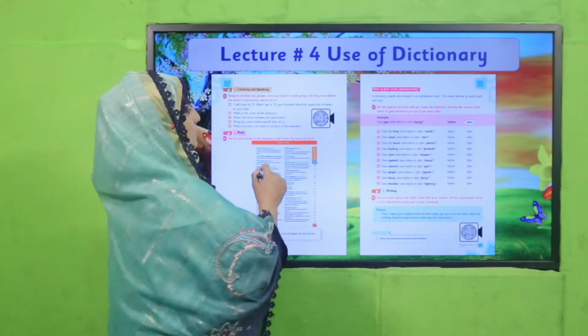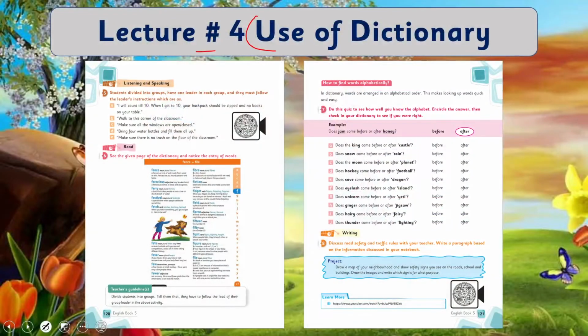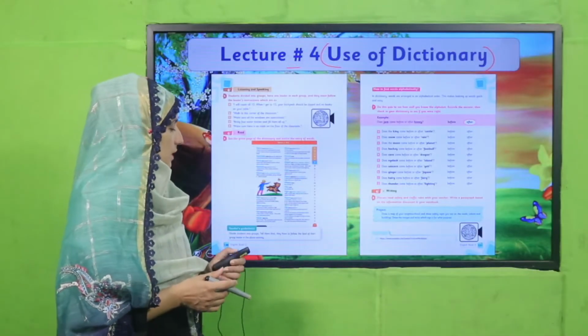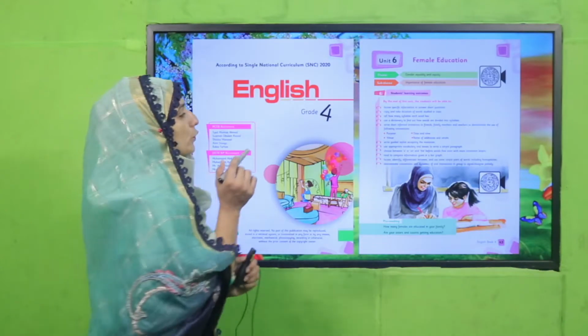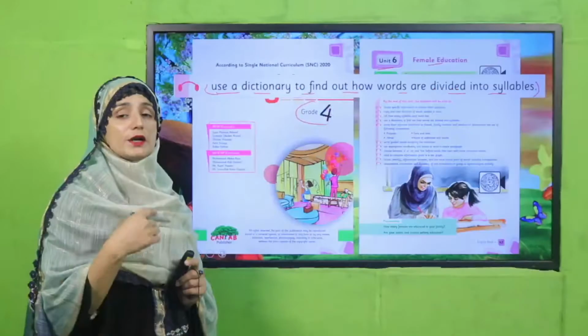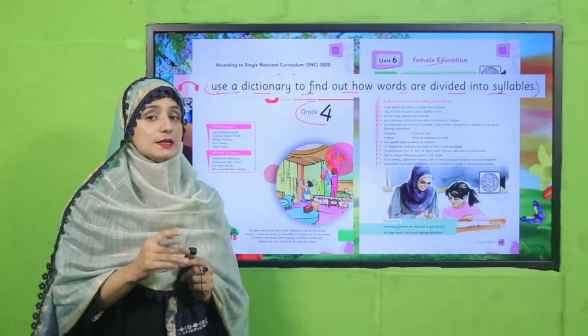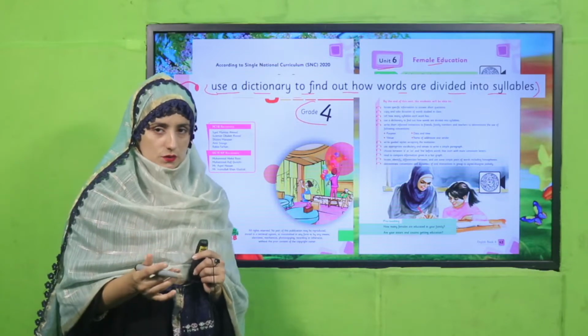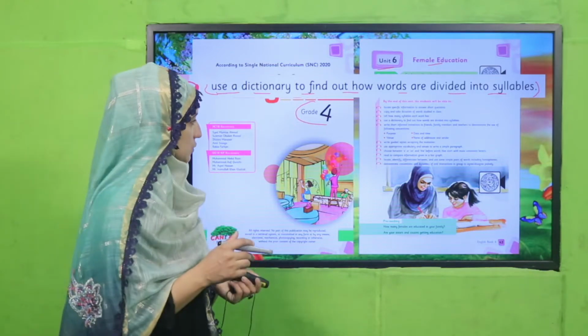Our today's lecture, lecture number 4, we will learn how to use our dictionary to find words and how we can locate words in a dictionary. So today we are going to cover that. Before, in English for grade 4, my dear students, you have already learned in unit number 6, female education, how to use a dictionary to find out how words are divided into syllables. We have already covered how we can use a dictionary to find different words. So today we are going to enhance our knowledge.